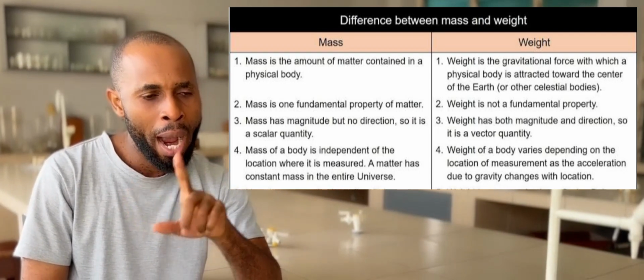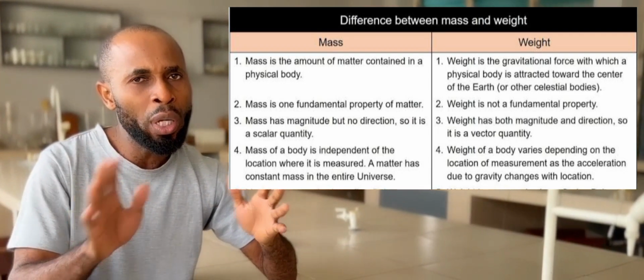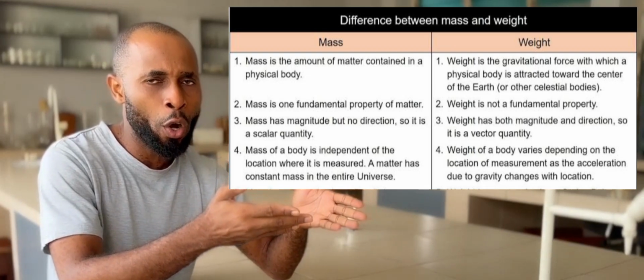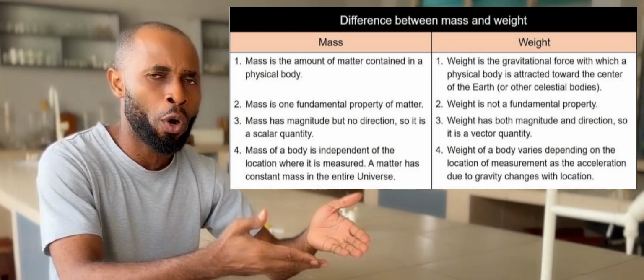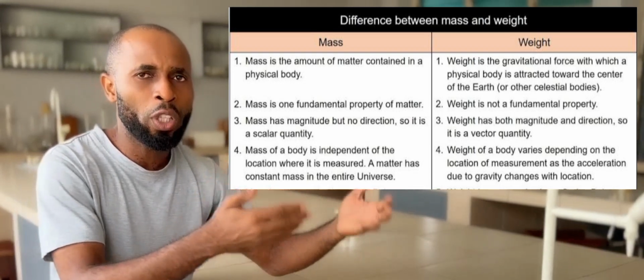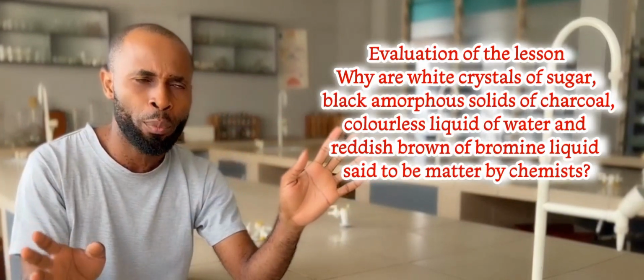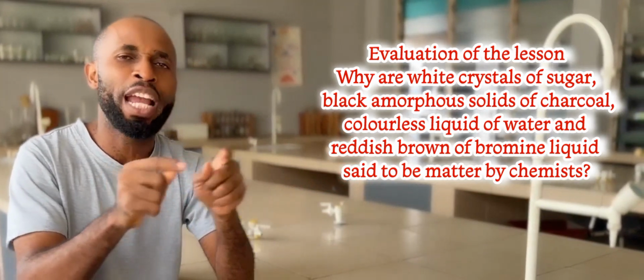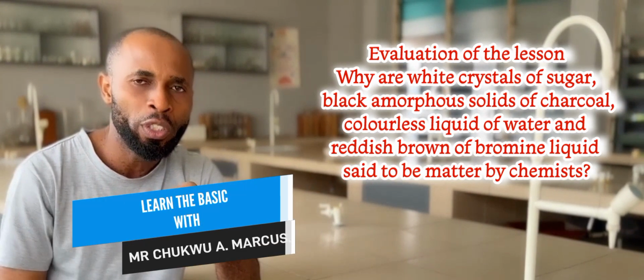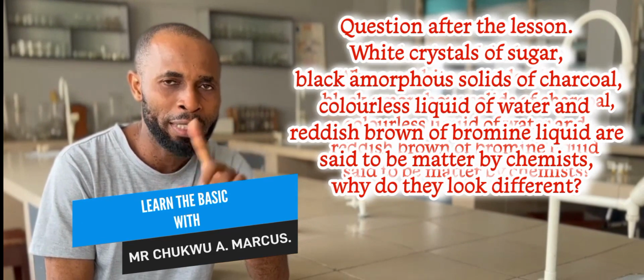But before we go, I want you to know that we look at the white crystals of sugar, the black amorphous solid of charcoal, the colorless liquid of water, even the reddish brown liquid of bromine. Look at them, all of them look different, but we call them matter. If they are matter, why do they look different? So this will be answered in the next video.